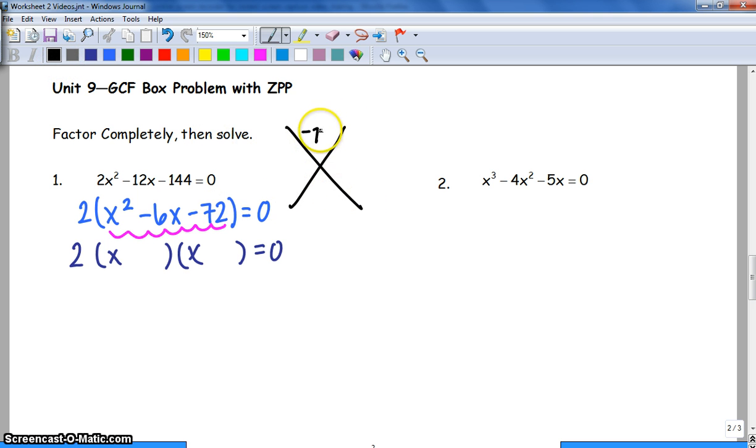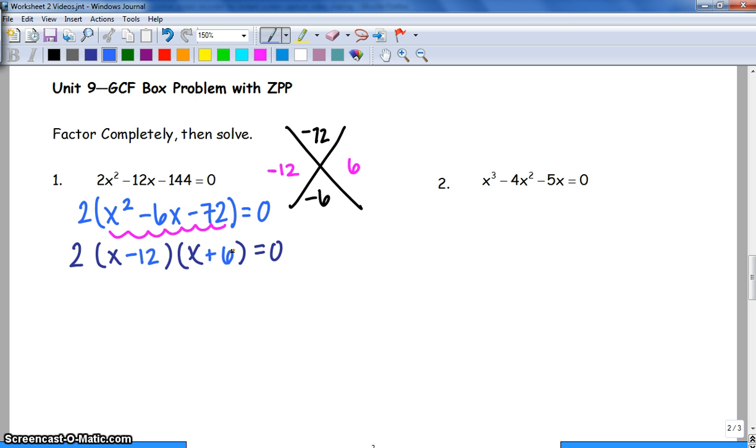Multiplies to negative 72. Adds to negative 6. This one's a little tricky. You should come up with a 12 and a 6, but because we need them to add to a negative 6, this will be a negative 12. So minus 12 plus 6.